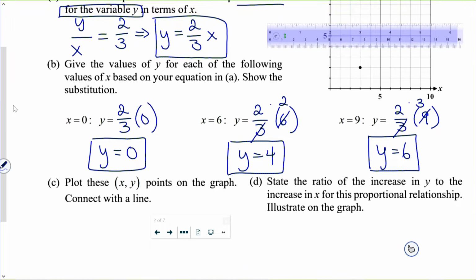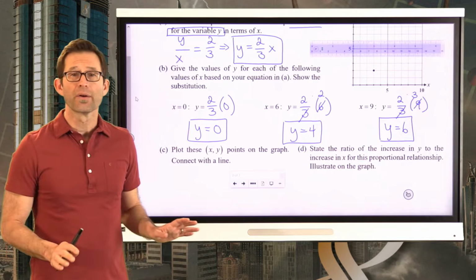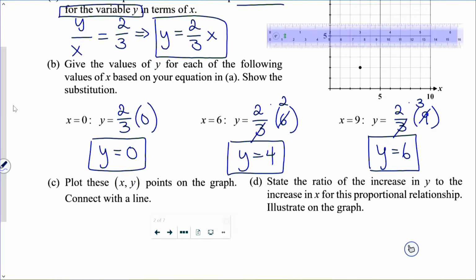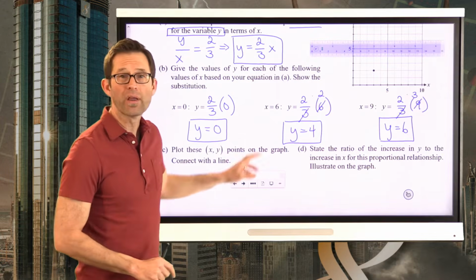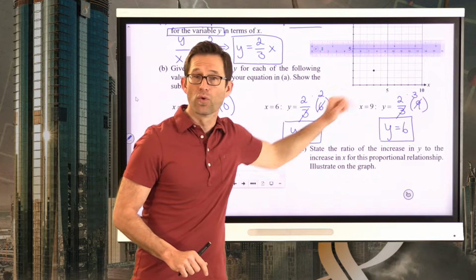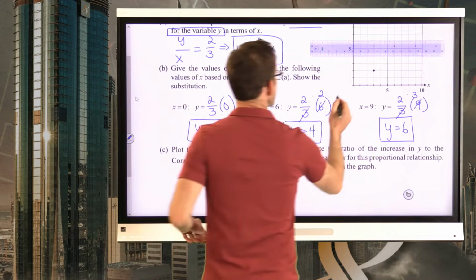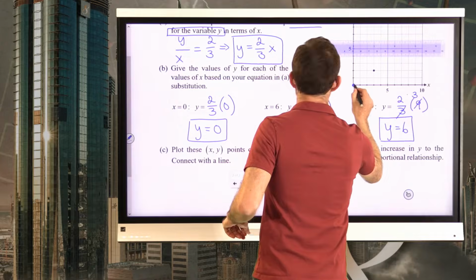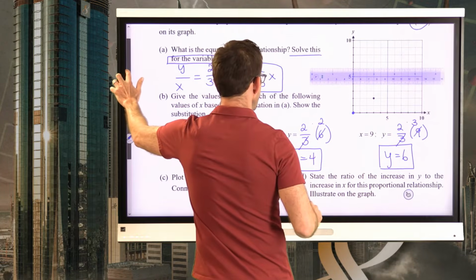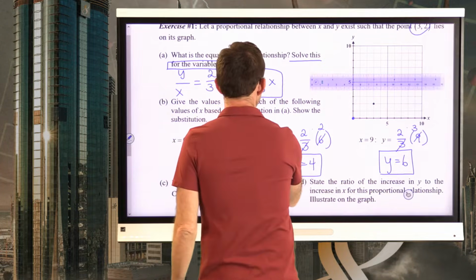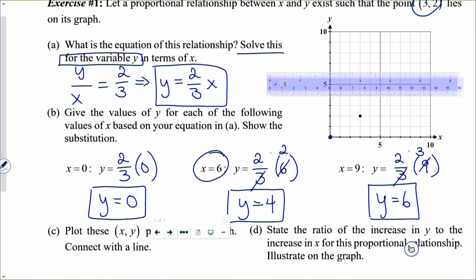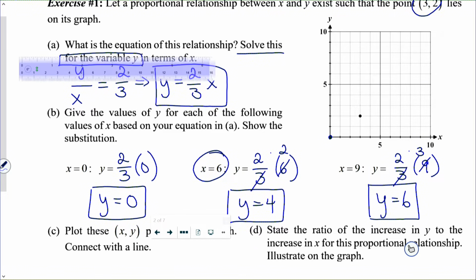All right, great. Now let's take a look at letter C. It says, plot these x, y points on the graph and connect with a line. So let's do it. I've already got the point 3, 2 graphed. Obviously, the point 0, 0 is quite easy. It's right there. Then we're going to have the point 6, 4. Let me move my ruler out of the way. 6, 4 is going to be right there. And then I have 9, 6.